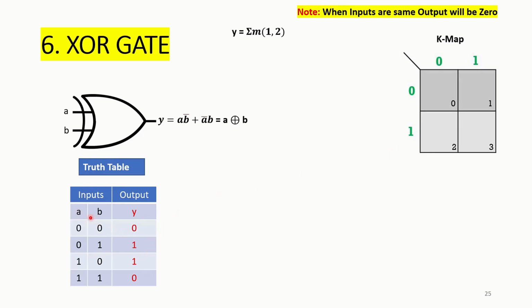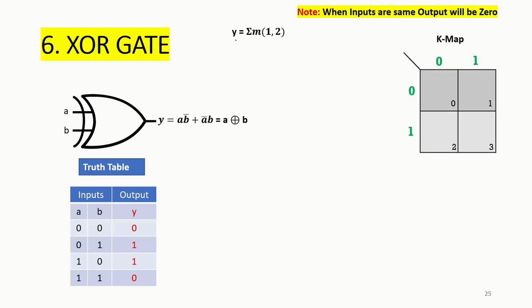Now, as there are two variables, you can take a two variable K-map, and you can do the K-map based upon the minterms that we are getting. So Y is equal to sum of minterms, and the minterms are 1 and 2. So simply you have to take 1 here and 1 here, and if you solve, you will get a Boolean expression: Y is equal to A B bar plus A bar dot B, which is A XOR B.